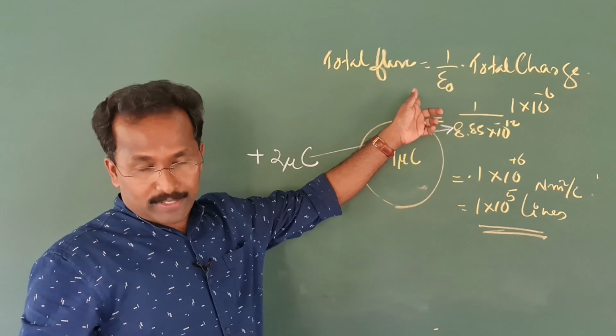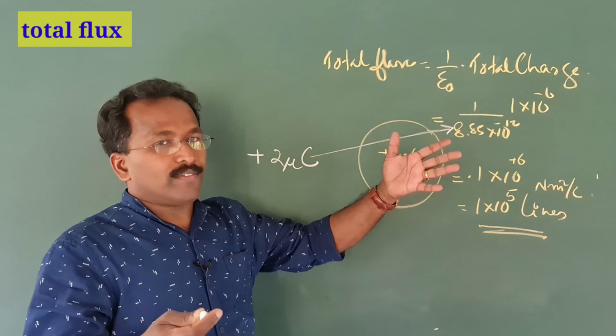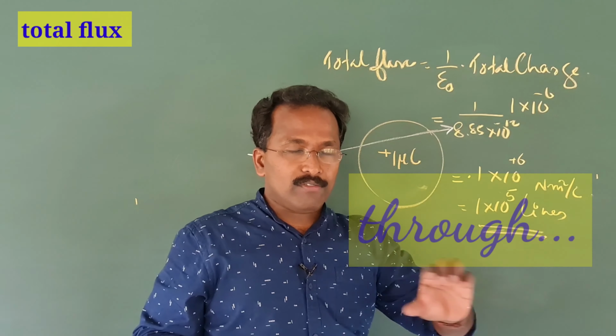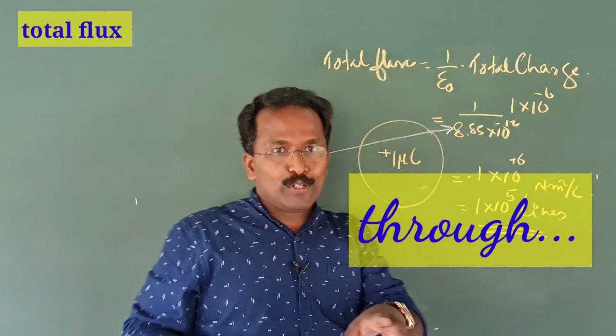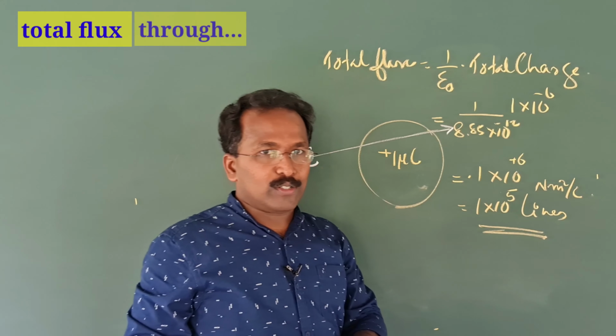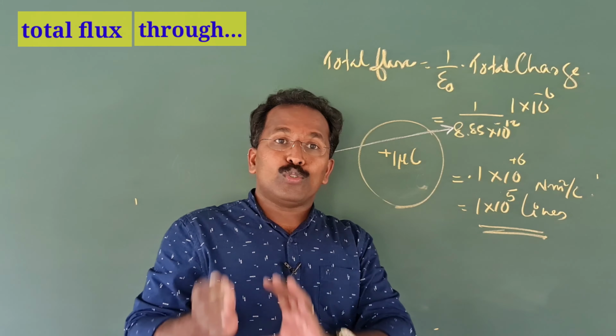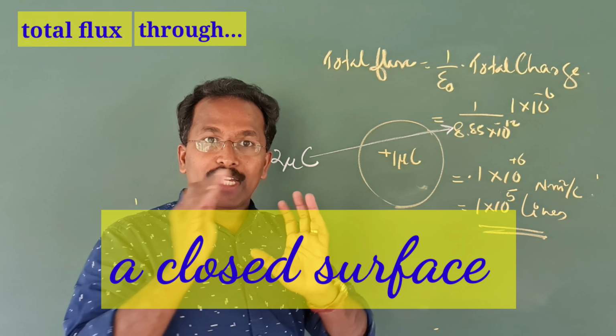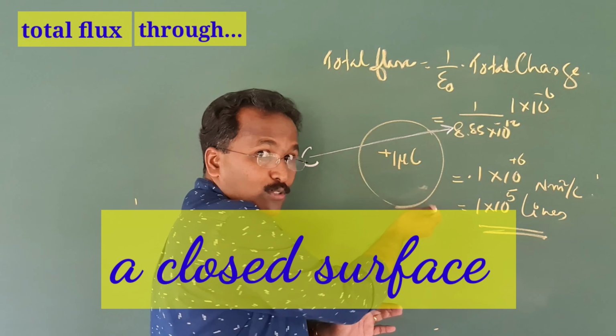So precisely you must say total electric flux. The total electric flux through a closed surface. The word through must be there, because then only the idea of going into and out comes in. Correct, no? The total electric flux through a closed surface. The surface must be closed. Then only you can distinguish between a charge inside and outside.